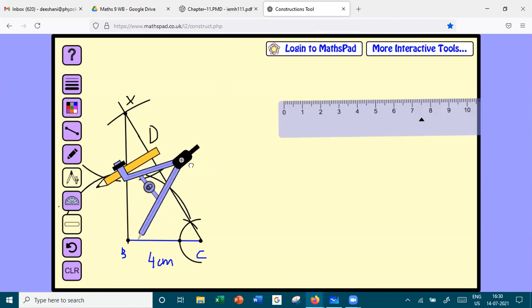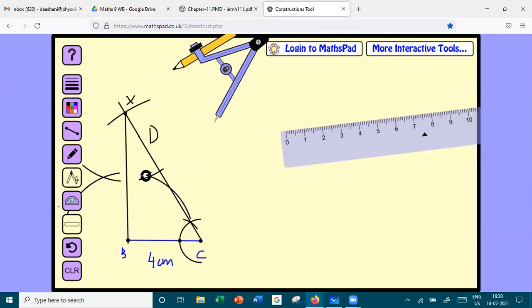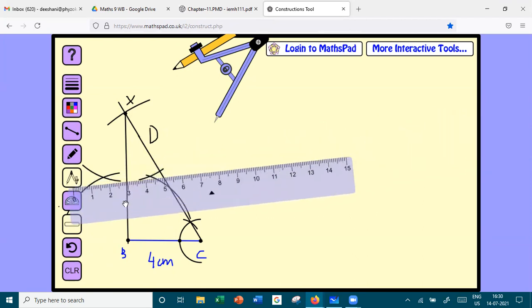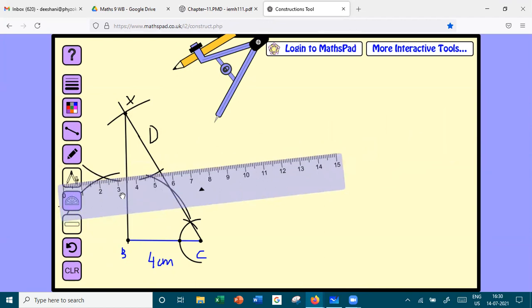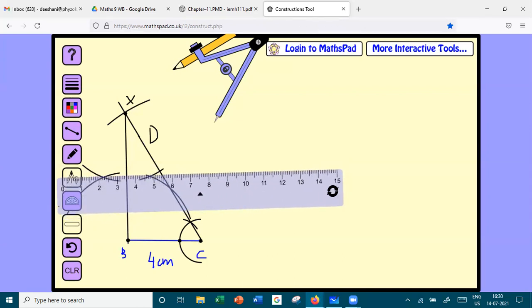Done? You all made the perpendicular bisector? Yes, ma'am. Very good. Now make sure that the perpendicular bisector touches this line CX at a point. Ma'am, done. Very good.